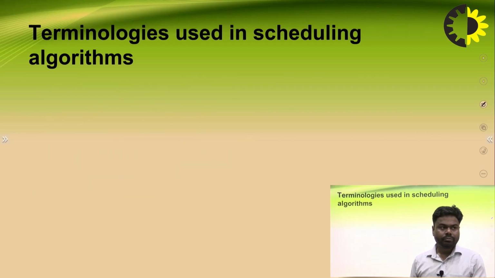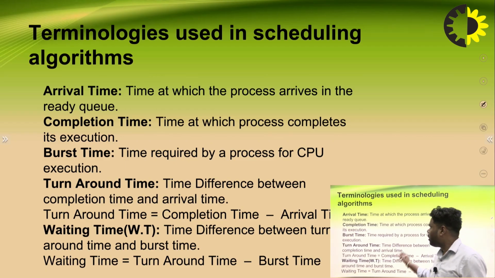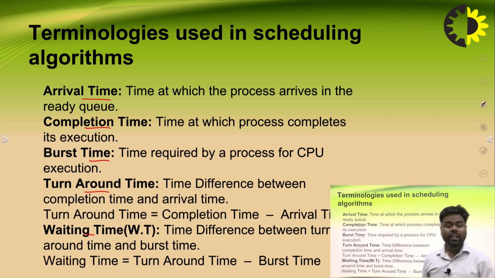The terminologies in the CPU scheduling algorithms are the most important ones. First is arrival time. Arrival time is the time at which the process arrives in the ready queue. We are making a Gantt chart and then the ready queue. In the ready queue, it stores which process is coming next. Arrival time is that one.